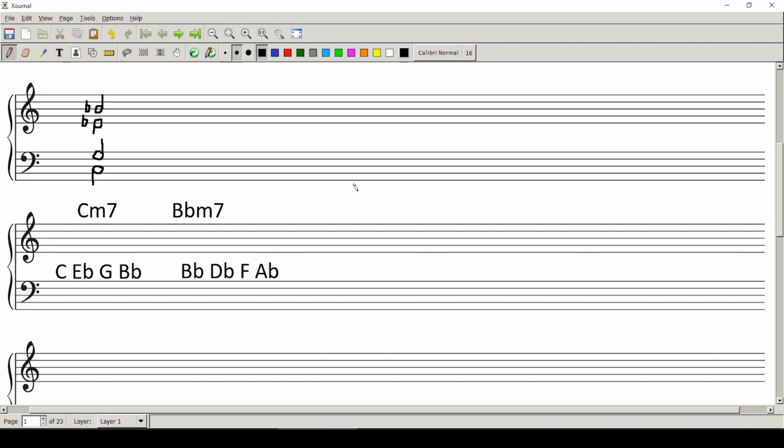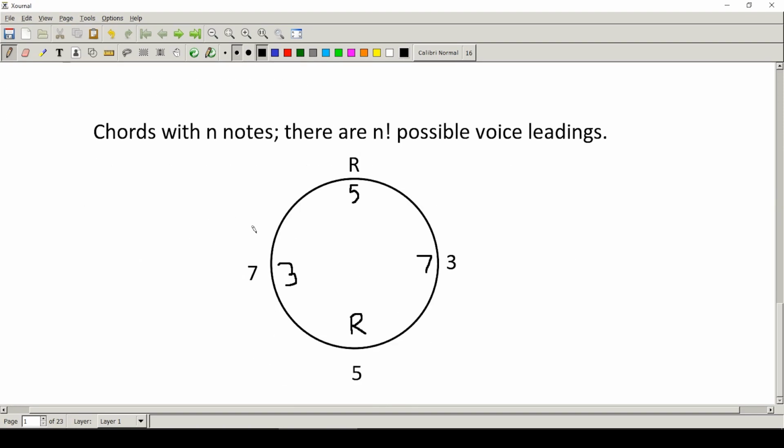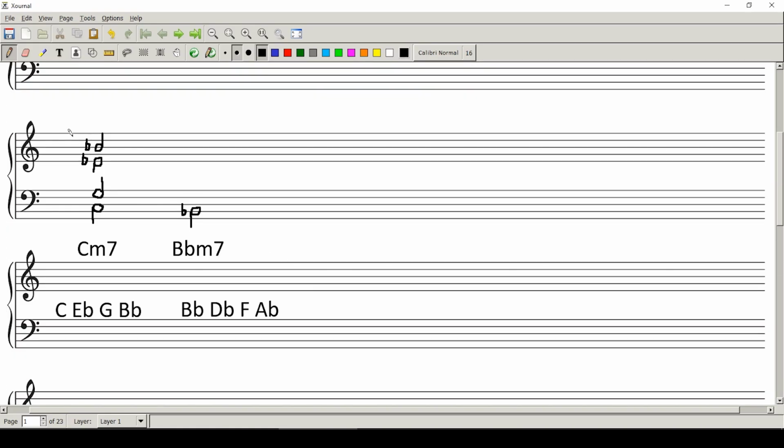Now, one thing that we could try is we could say, what if the root just stays the root? That is, C, the root of the first chord, moves to B flat, the root of the second chord. If we do it that way, we go down here. That's saying the root stays the root. Then the third should stay the third, the fifth should stay the fifth, and the seventh should stay the seventh. In other words, all I'm going to do is take all of these notes and just shift them down.